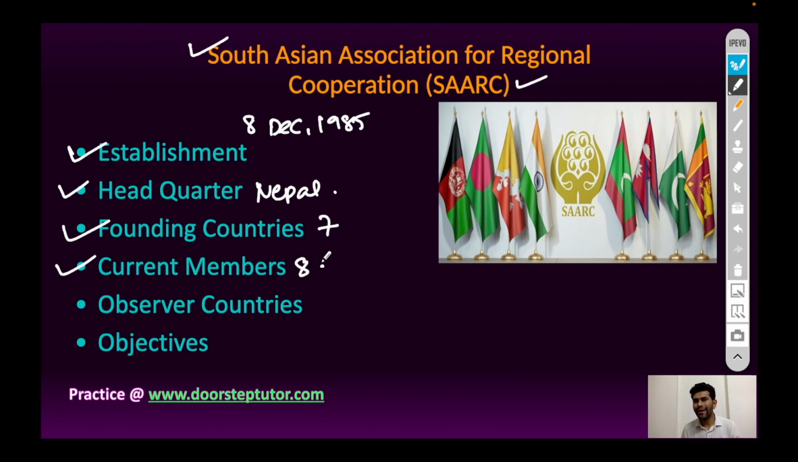In 2008, Afghanistan also joined the organization. Observer countries are those countries which are not the members of the organization. They can participate in the meeting, but they cannot vote. The observer countries of SAARC are Australia, China, Myanmar, Japan, USA, South Korea, Mauritius, etc.